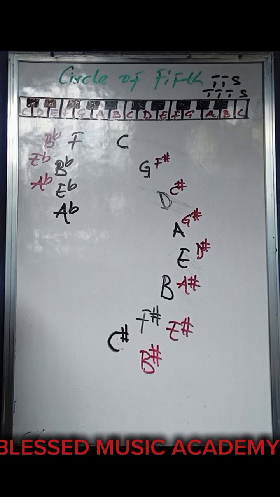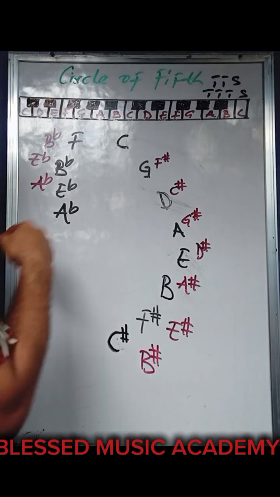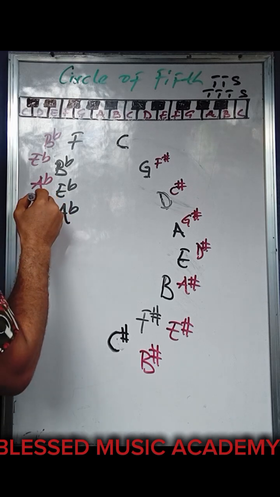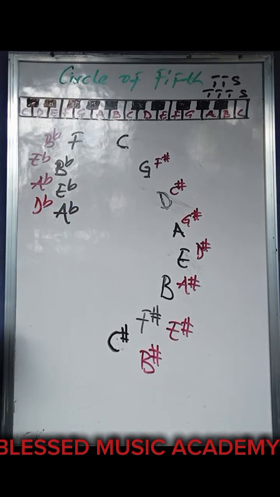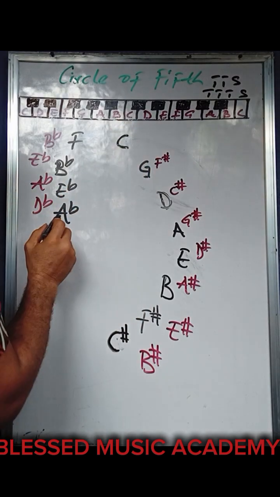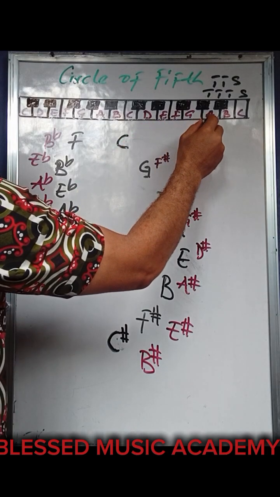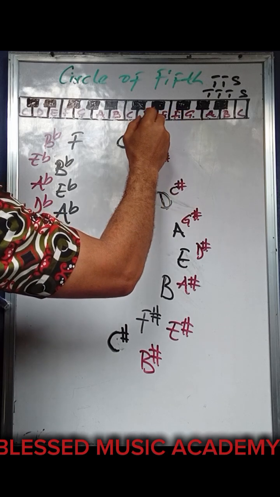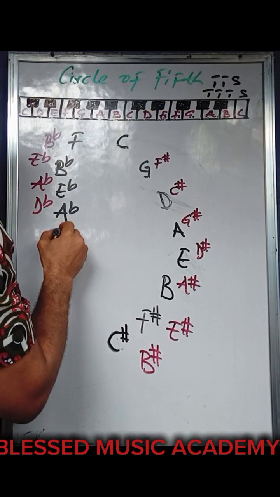What is the next? What is the key that should be flattened? You count 4. 1, 2, 3, 4. D is flattened. Okay, circle of fifth. All right, follow again. The next one, I'm rushing because of time. Okay, the next one, this is A. Look for your A and count backward for fifth. 1, 2, 3, 4, 5. It is D flat major.